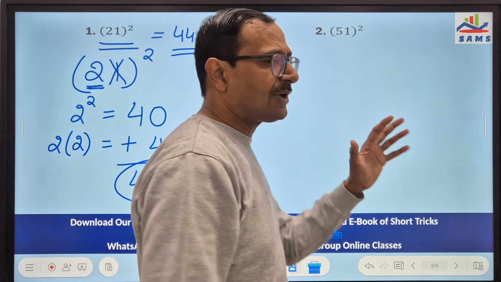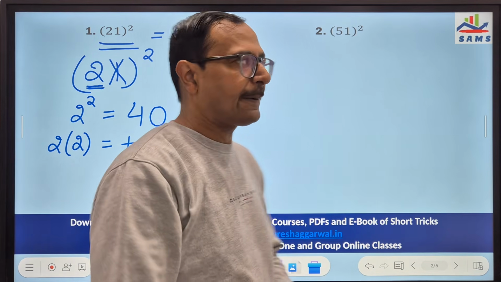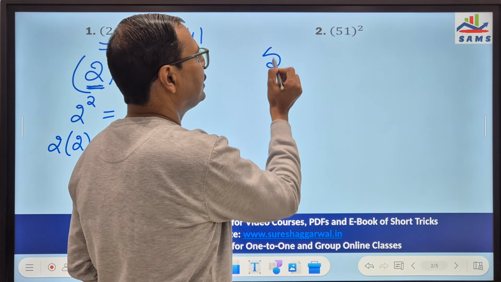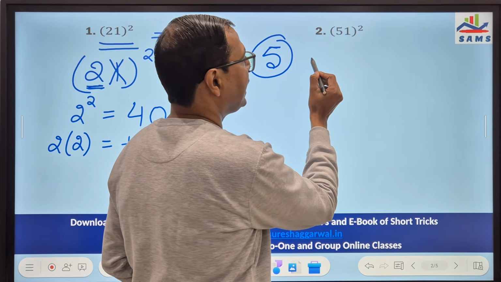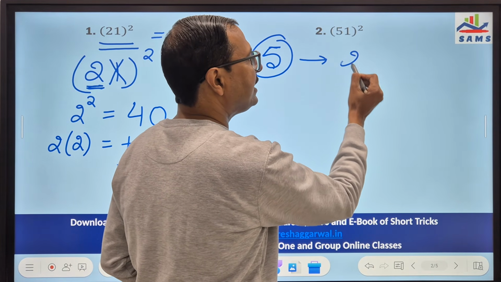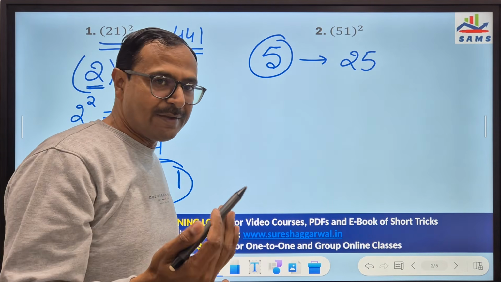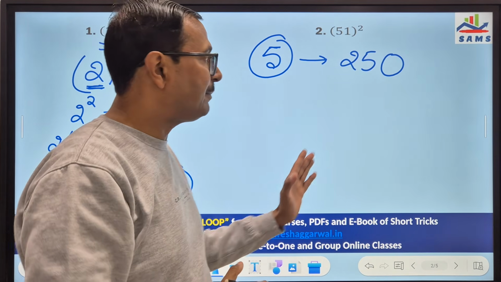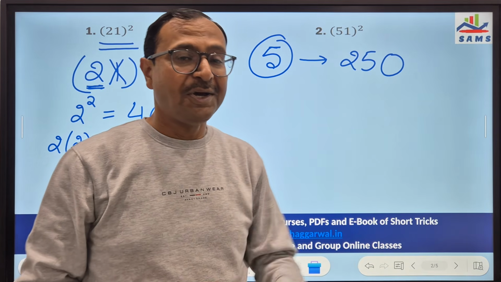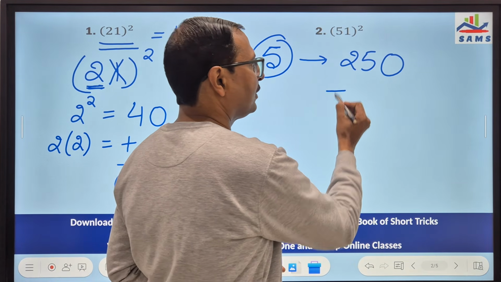Likewise, let's try and apply it to 51 square. So apart from the 1, I have the 5, right? So first thing is take the square. 5 becomes 25 because 5 square is 25, and put a 0. 5 square 25 becomes 250. Now I have to add something to that. What is that?